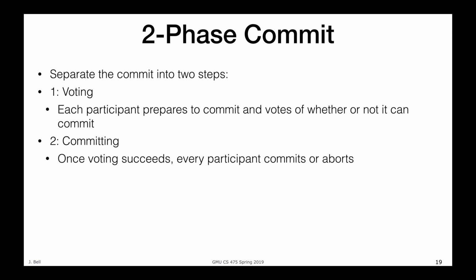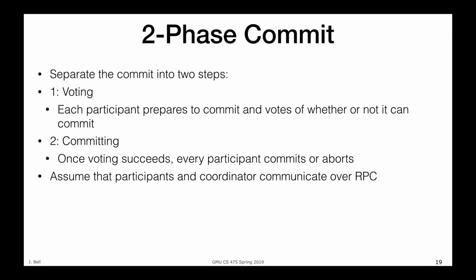After voting succeeds, every participant will either commit or abort. We're going to take all of these votes in from each one of the participants and tally them up. If anyone said abort, we abort, otherwise we commit. And we're going to assume, pretty much for the rest of the class, that we have multiple nodes communicating over some sort of magic RPC that exists. In this case, the participants are talking to the coordinator. How are they doing that? They have some RPC that we set up.